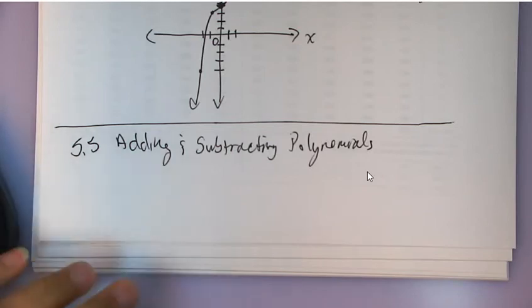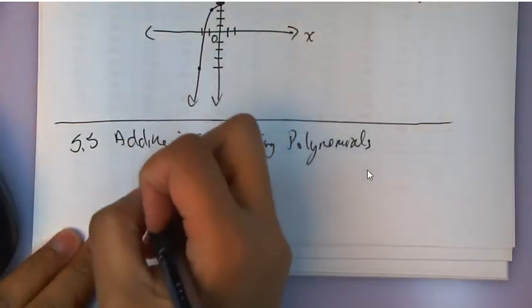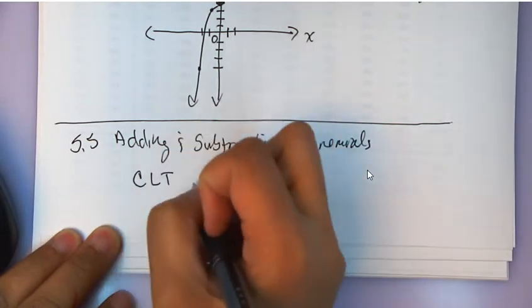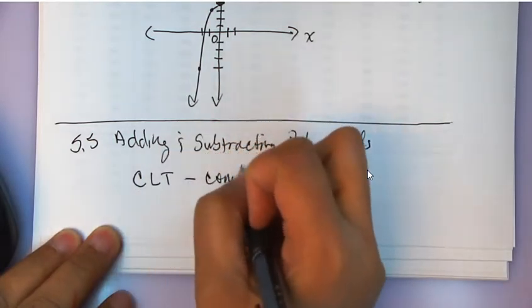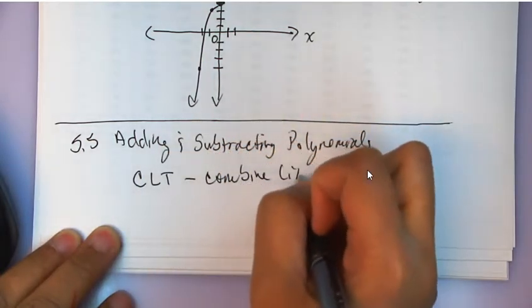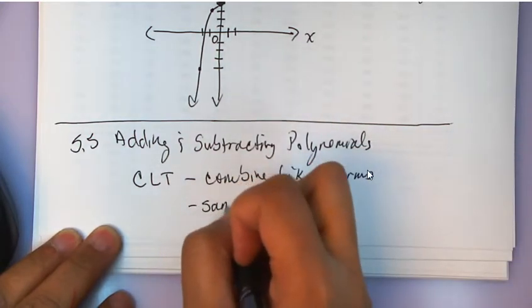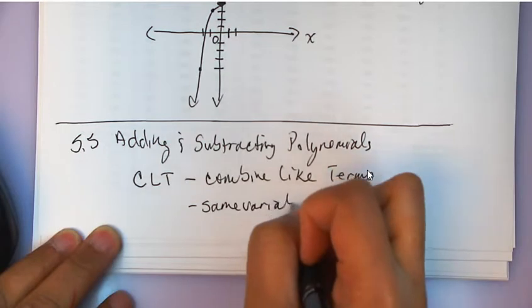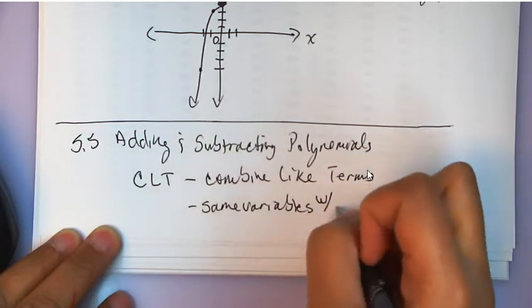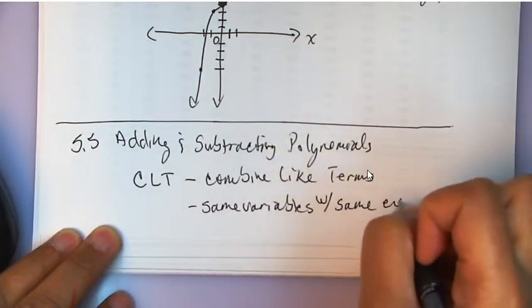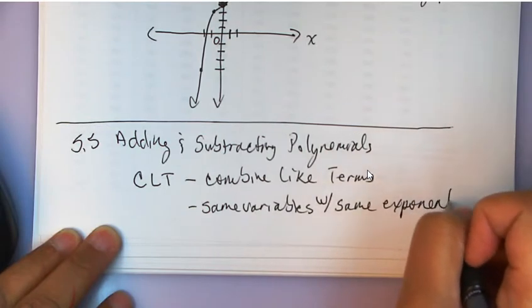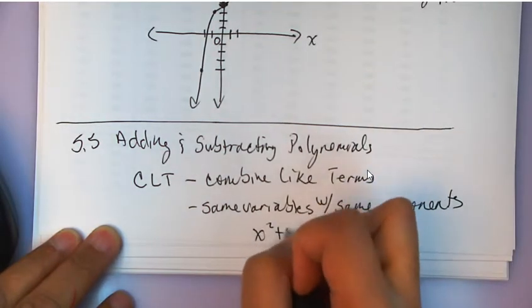To add and subtract polynomials, the main idea is CLT, and we know CLT stands for combine like terms. They must have the same variables with the same exponents. You cannot add: x squared plus x cubed does not equal x to the fifth.